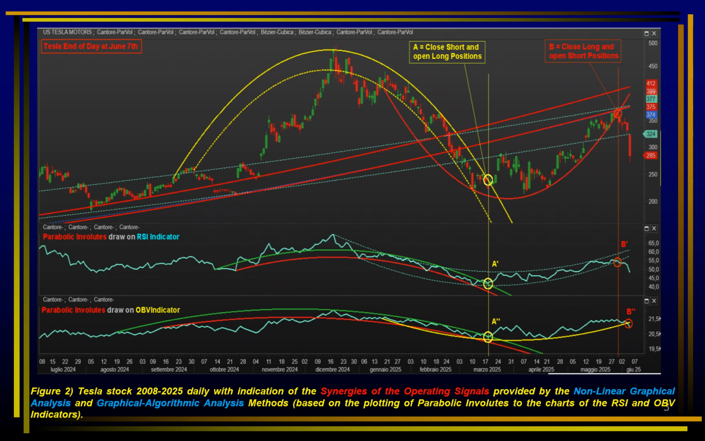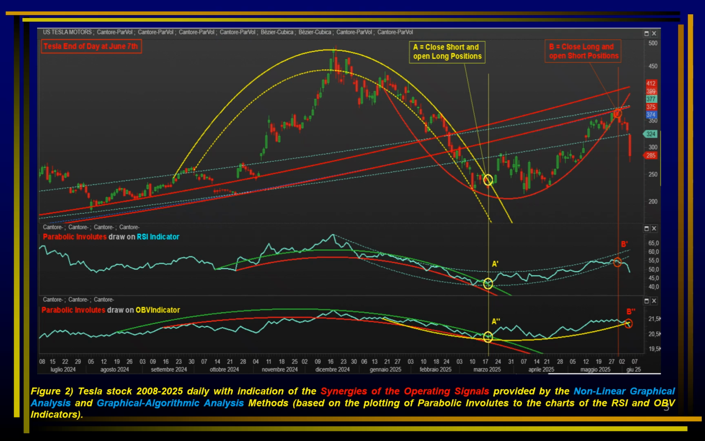The contextual use of these methods, defined as graphical algorithmic analysis as they concern the application of nonlinear graphical analysis methods to algorithmic indicators, in March 2025 made it possible to identify two absolutely clear and convincing operational signals, with absolute timeliness and with a high degree of awareness on the part of the operator.